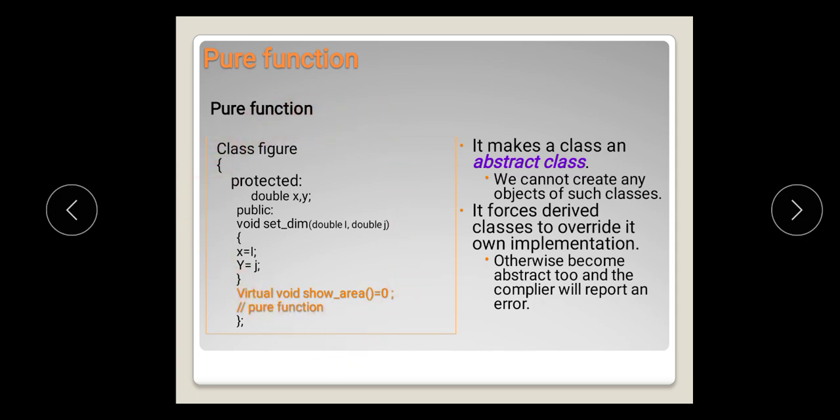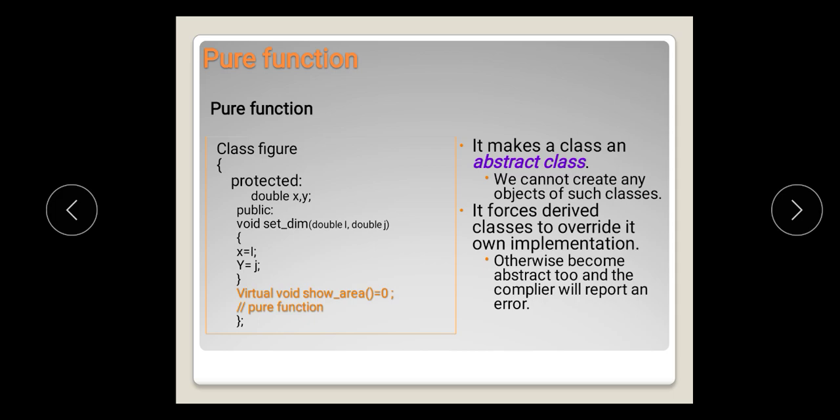Here we have a class figure, and here we are using a virtual function, which is a pure virtual function, void show. We are making that void show a virtual function by using the keyword virtual, and when we say that function equals to 0, it becomes a pure virtual function. It makes the class an abstract class. We cannot create any object of such a class.